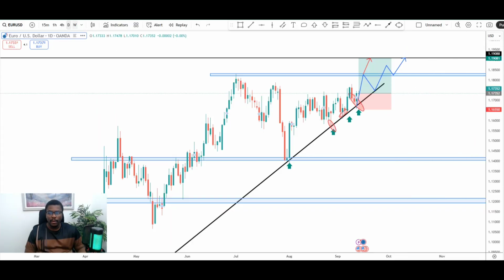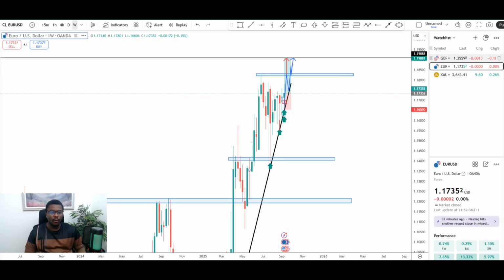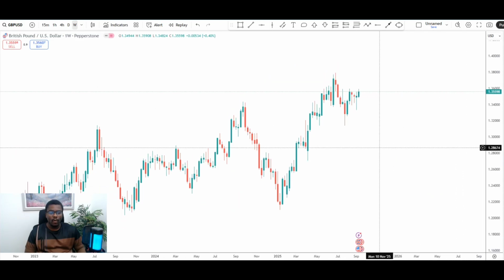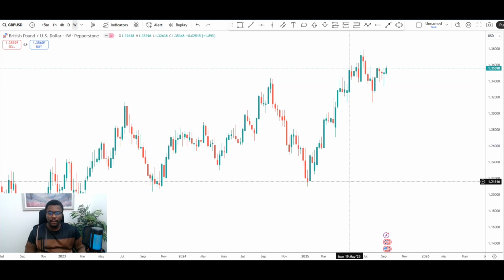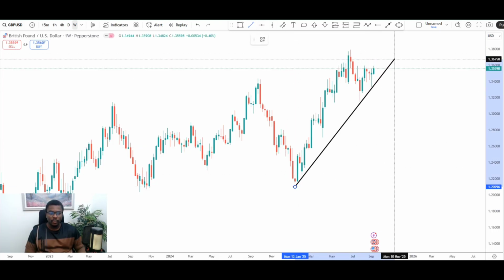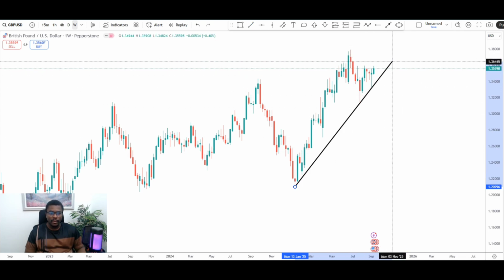Next, I'm going to talk about my analysis for GBPUSD, again starting from the weekly time frame and working my way down to the 4-hour time frame. So on the weekly time frame, just like we did for Euro USD, for GBPUSD, we're going to identify the trend, which we can see here is an uptrend. Okay, so an uptrend on GBPUSD with price making higher highs and higher lows.